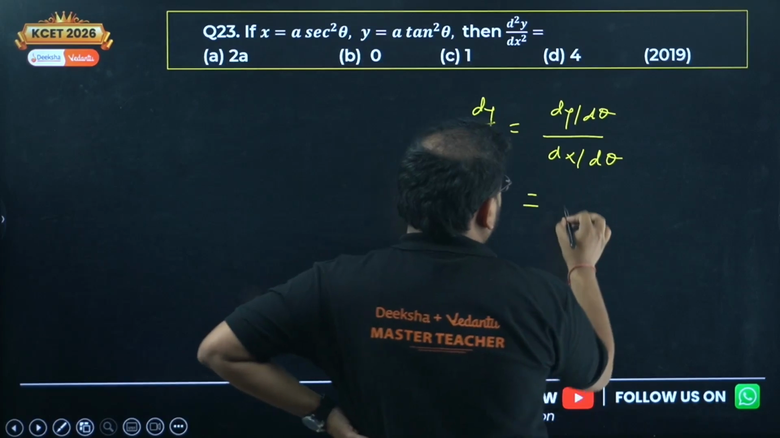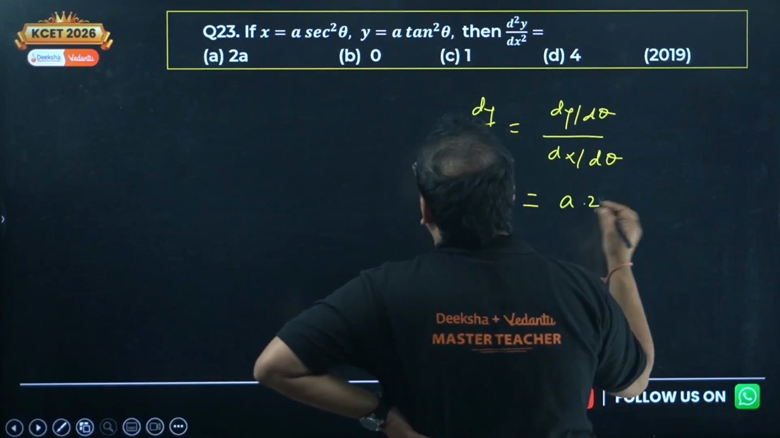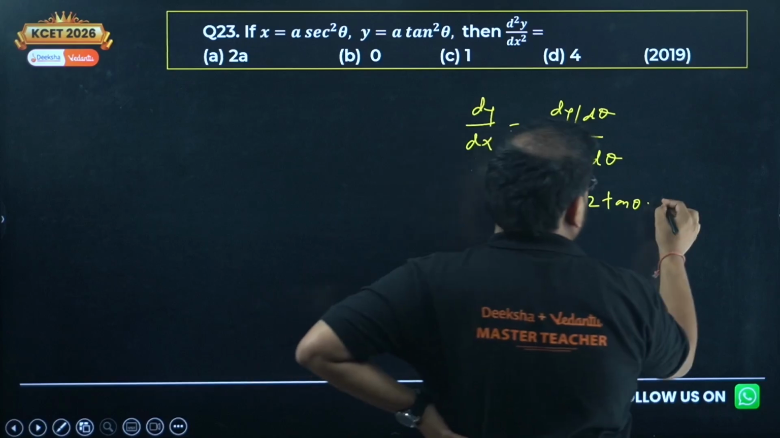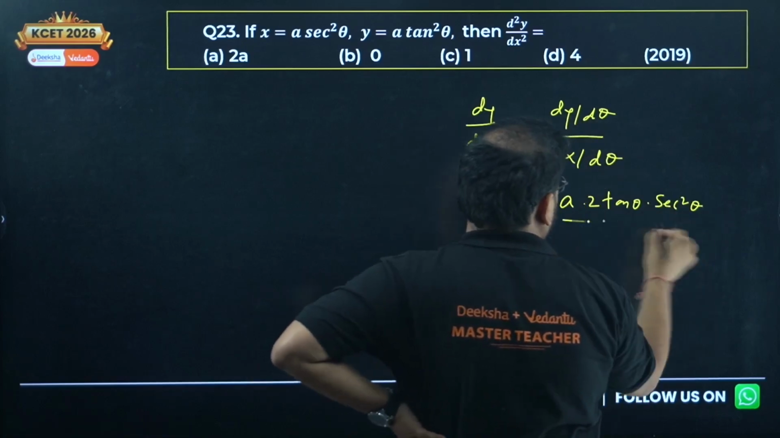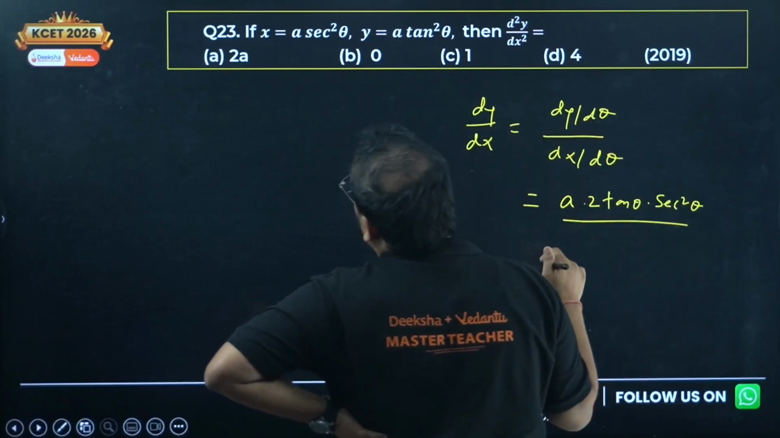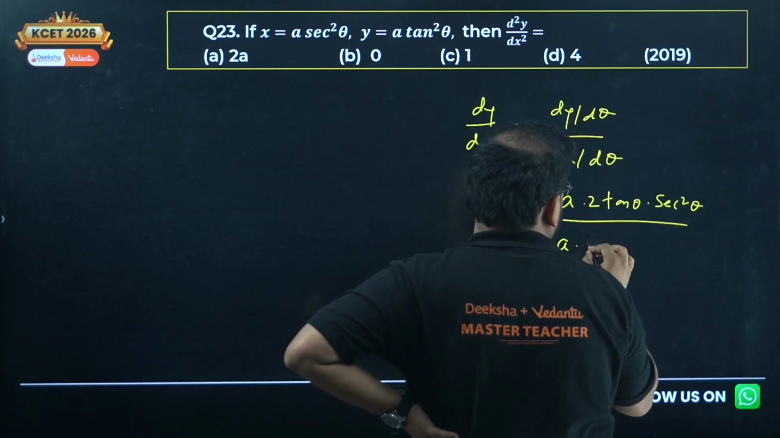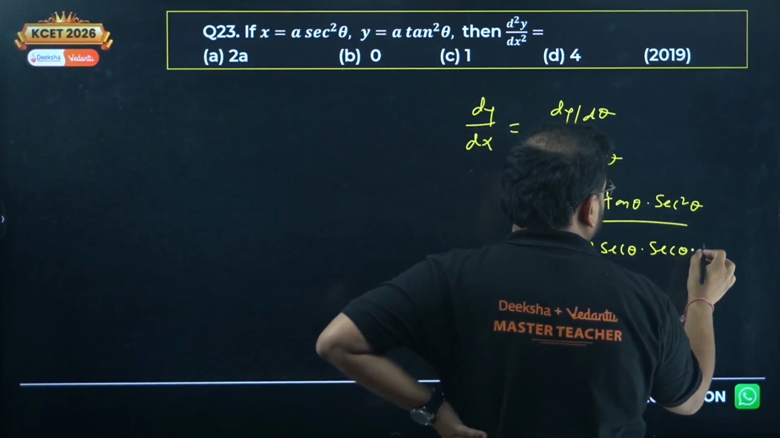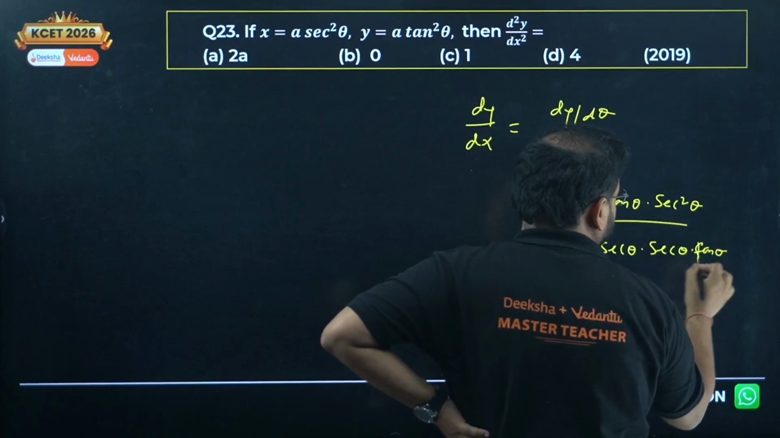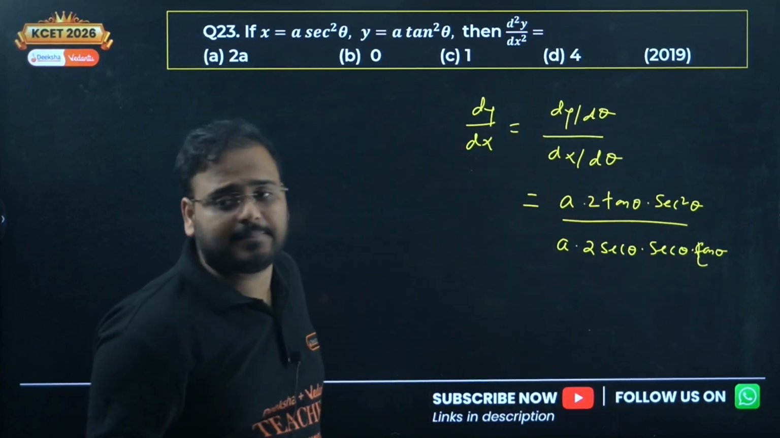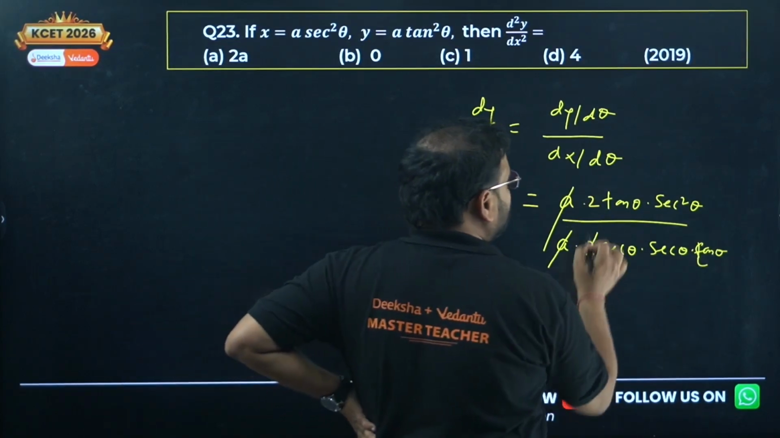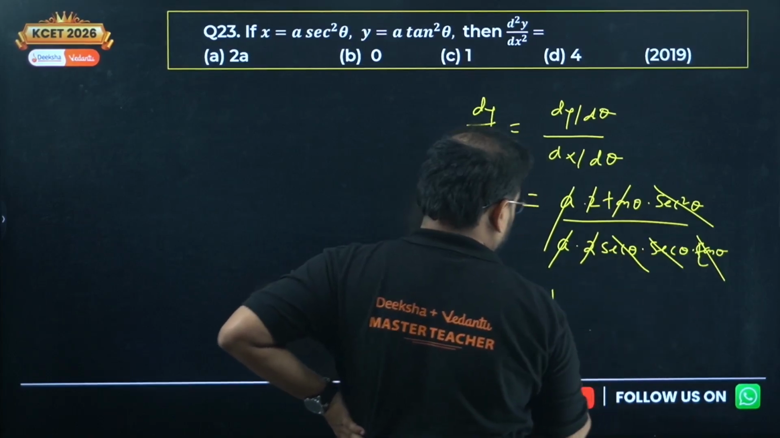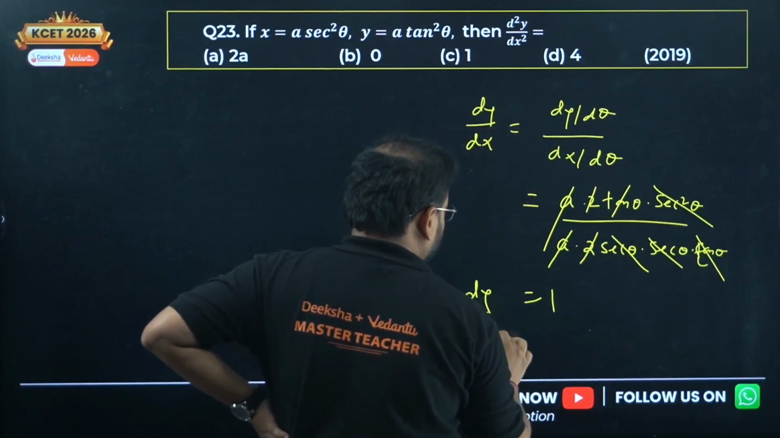Differentiate y. You'll have a 2 tan theta into derivative of tan, so sec square theta. That's the numerator. Denominator now, a 2 sec theta times derivative of sec theta, which is sec into tan. Check here. a cancels, 2 cancels, tan cancels, sec square and sec square cancel. What is the value? 1. dy by dx is 1.